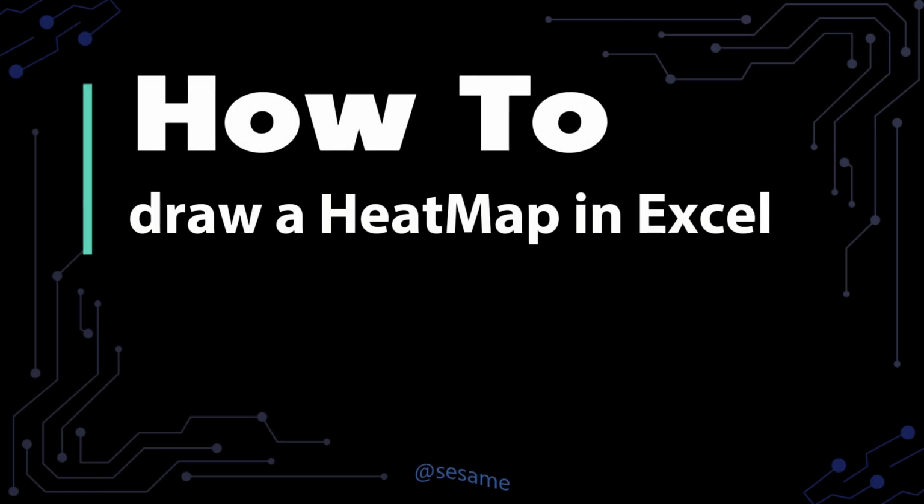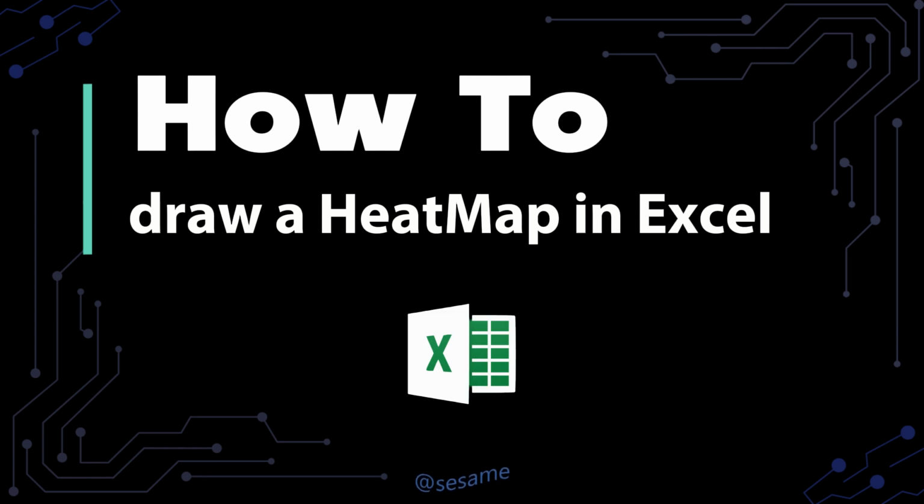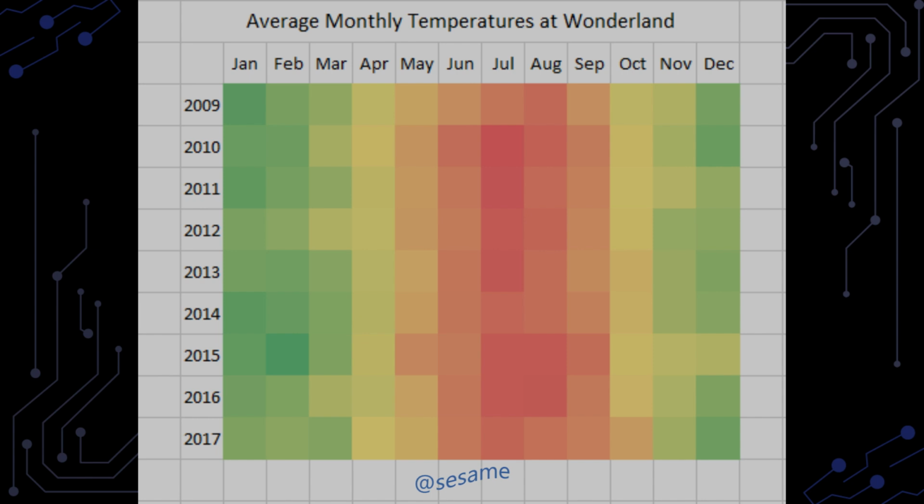A heat map is a visual representation of data in which individual values are depicted using color gradients. For example, here we have a heat map that shows the temperature of a city. By representing temperature variations with different colors, it helps visualize temperature distribution across different areas or time periods.